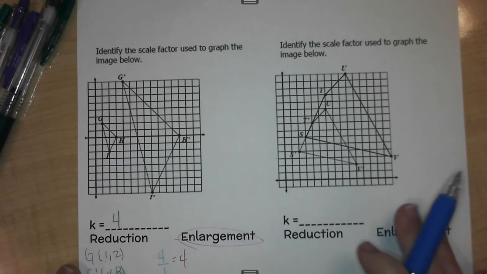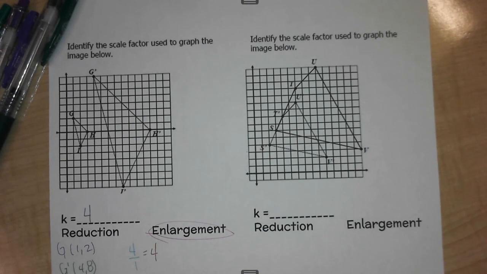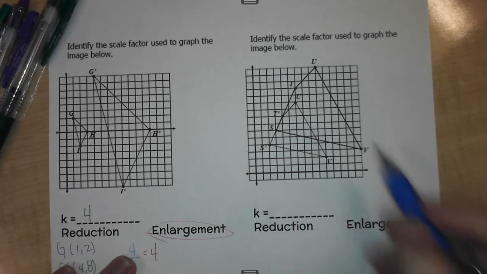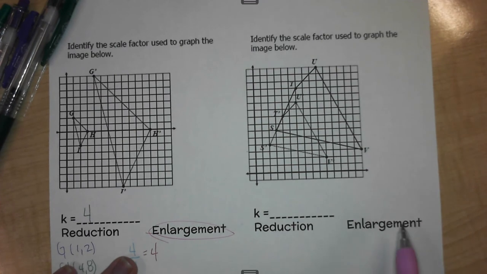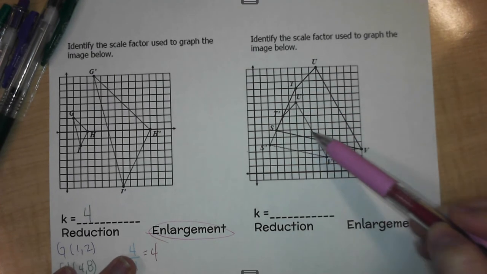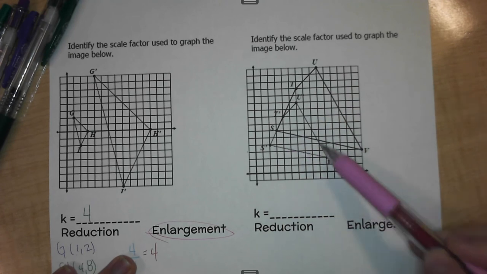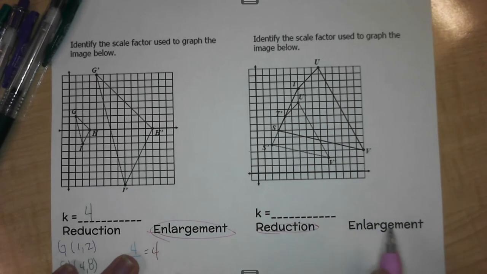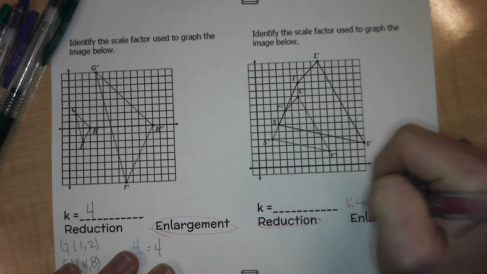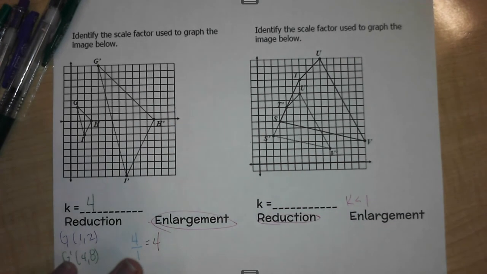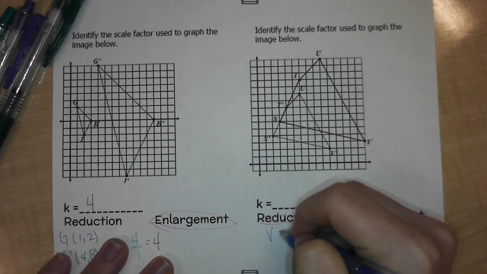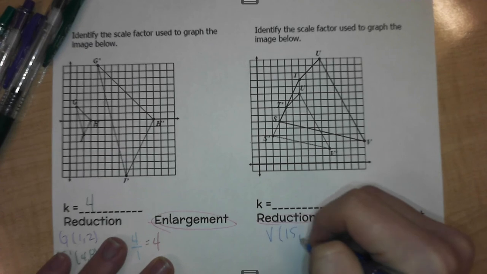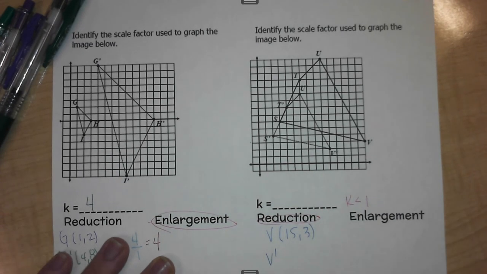Let's look at this second example on scale factor. So let's do this first. Is this a reduction or an enlargement? Well, our pre-image is this one here. Our image here, that means it's a reduction. So that means K has to be less than 1. So if we get anything greater than 1, we know we did something wrong. We have our pre-image V at 15, 3, our image V at 10, 2.